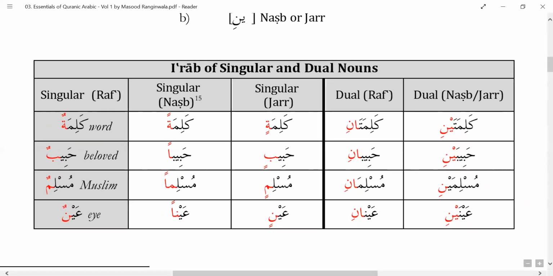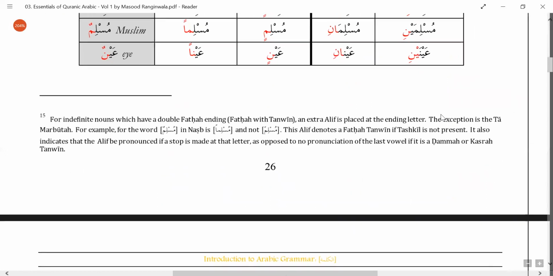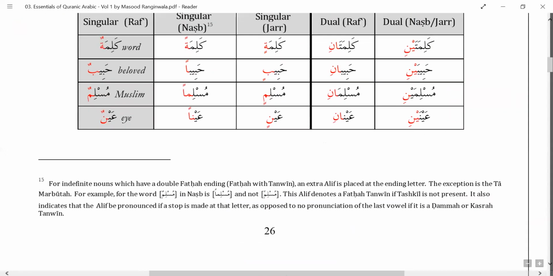This means word. This is also one word. Kalimatan is also one word. Kalimatin is also one word. Kalimatani and kalimataini both mean 2 words. Also note down that the 2 fathas will always come with an alif, but if you see here, the closed ta does not come with that alif. It will only have 2 fathas. You will not have that alif with it.